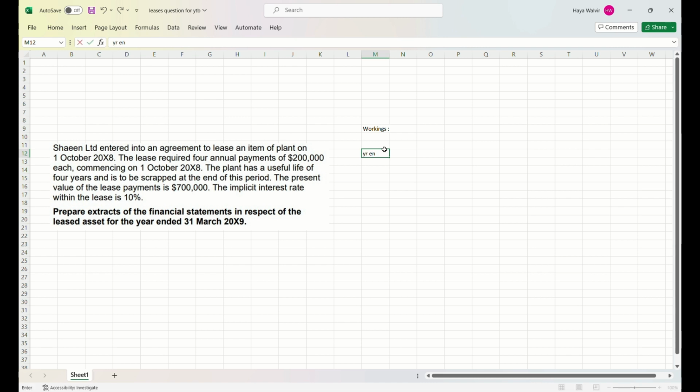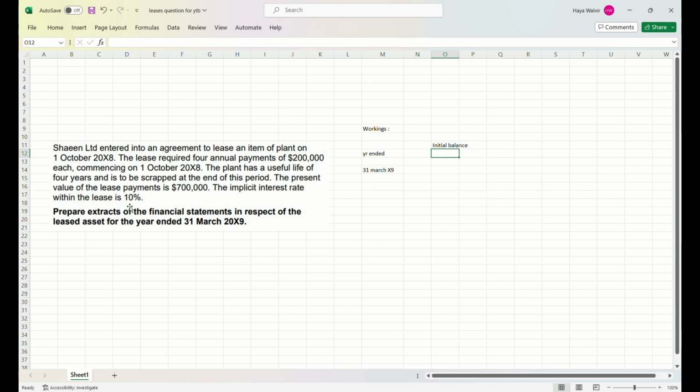So, year ended 31 March X9, right? And then what will come here? I don't like creating so many columns, so I'll do something that's easy for me. Maybe I would just start with the initial balance here, something that doesn't complicate things. So my initial balance would be 7 lakhs. So first we start with the lease liability, right?